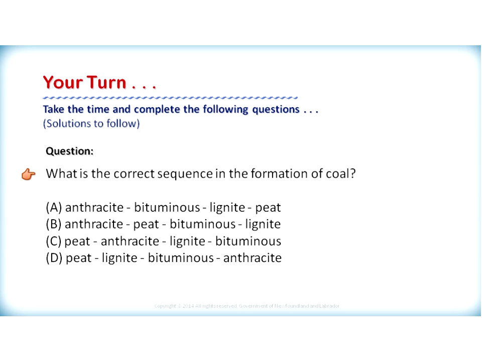Question reads, what is the correct sequence in the formation of coal? If you remember the sequence of letters that we discussed, the letters for sequencing stages of coal will be P, L, B, A. P standing for peat, so C or D could be appropriate answers. L standing for lignite, so therefore our answer must be D.